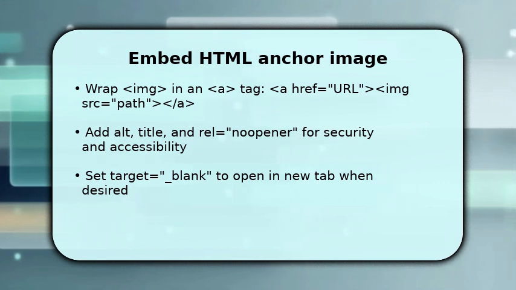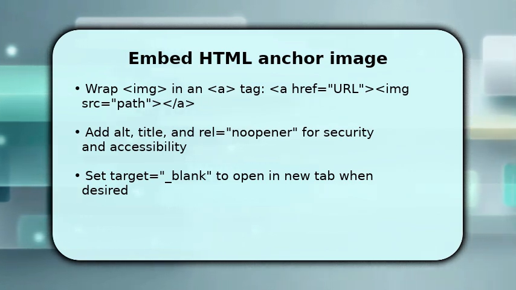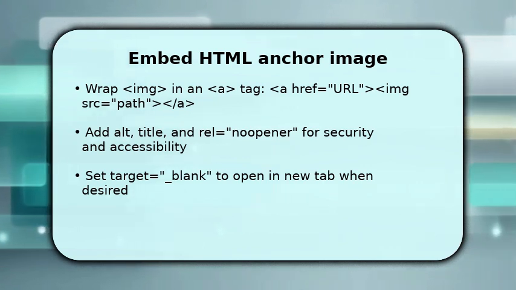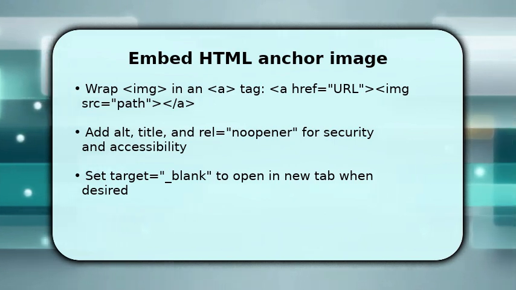For example, wrap img src equals /img.png alt equals desk with a href equals https://example/a. Add attributes like alt for screen readers and rel equals noopener plus target equals _blank if you want a new tab. Once implemented, the browser treats clicks on the image exactly like a normal link, preserving expected user behavior and accessibility.